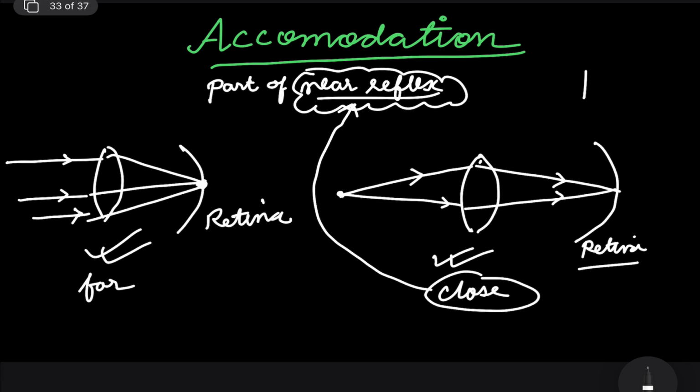Okay, done. Now what exactly is the near reflex as far as its constituents are concerned? Like, what exactly does the eye do to bring about this change? We saw what the change is, we saw what is at stake here, but how exactly does our eye achieve this? That is going to be the crux of this video.